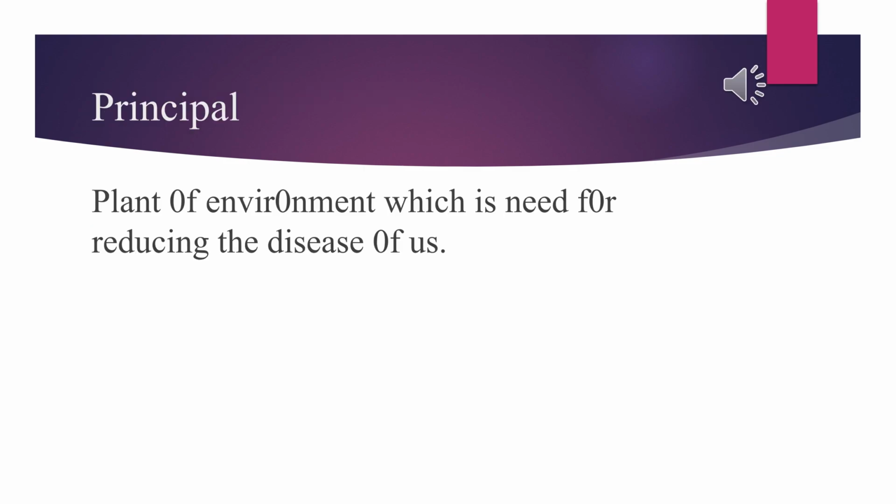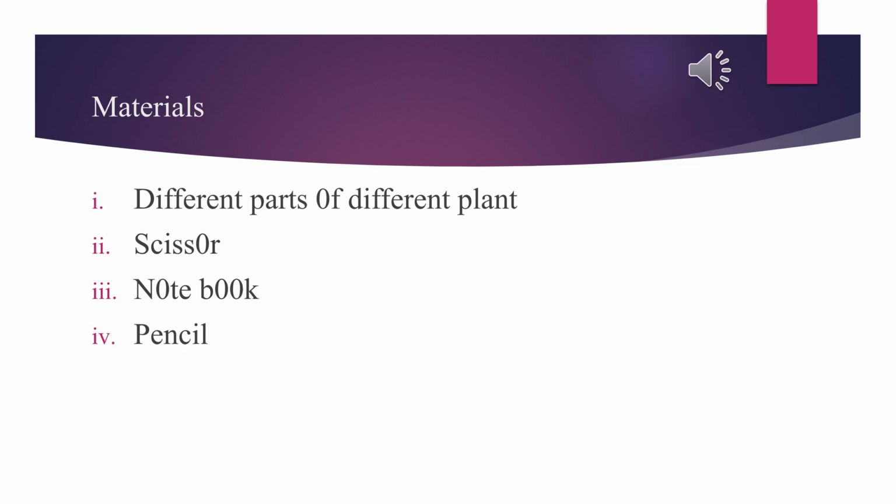Let's start experiment number 8 with its principle. The principle of experiment number 8 is the definition of a medicinal plant: a plant from the environment which is used for reducing our diseases is known as a medicinal plant. Now we are going to discuss the materials we need for this experiment. Firstly, we need different parts of different medicinal plants, then scissors, a notebook and a pencil.